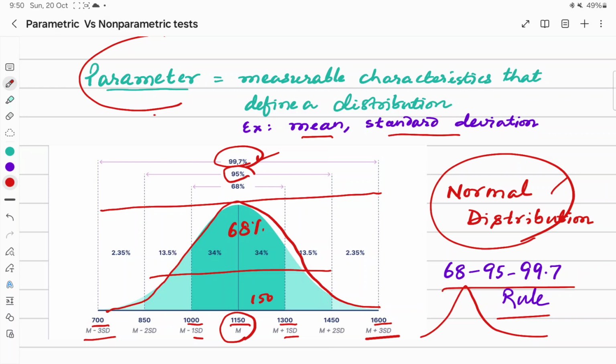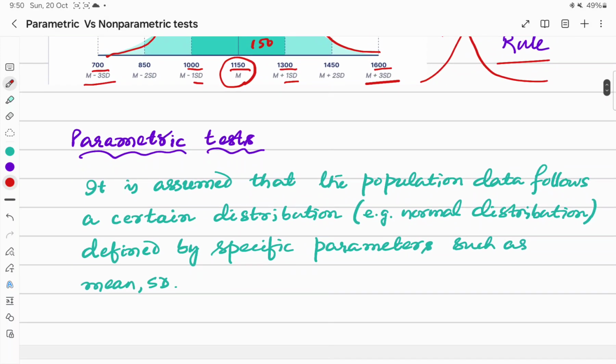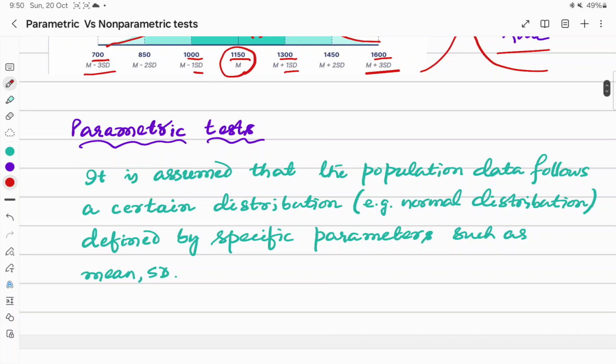So the tests which use parameters, that is parametric tests. In parametric tests it is assumed that the population data follows a certain distribution, that is normal distribution, defined by specific parameters such as mean and standard deviation.